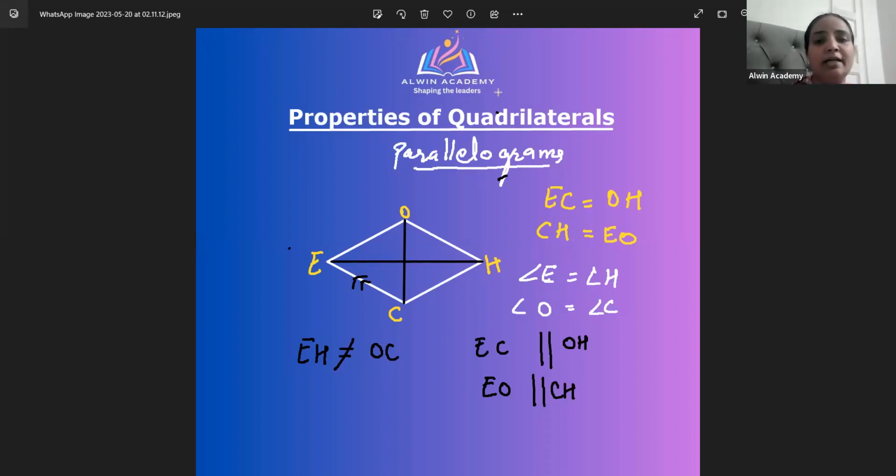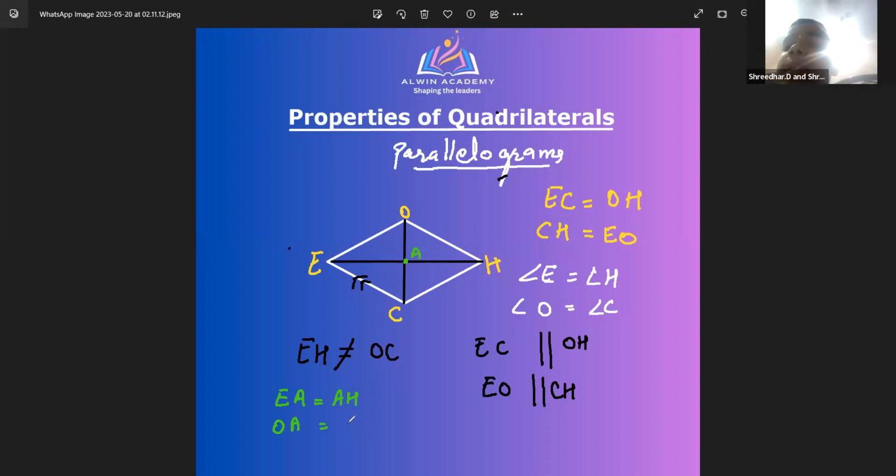If I name this center point as A, tell me the side equal to EA. Sridhar, tell me. EA equals to what? Ma'am, EA equals AH. Okay. And OA equals to? Ma'am, OA equals AC. Okay. Good. So can anyone tell me the last property?